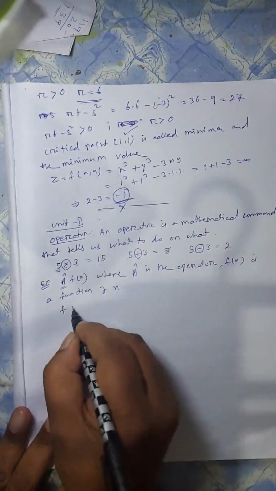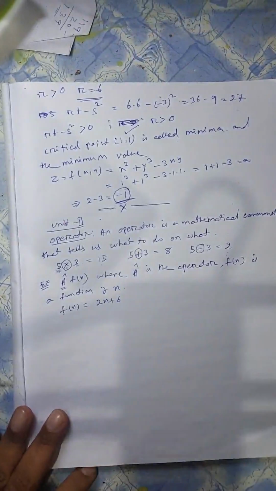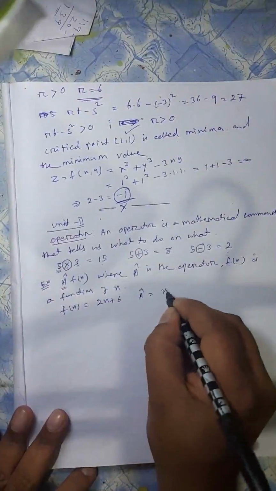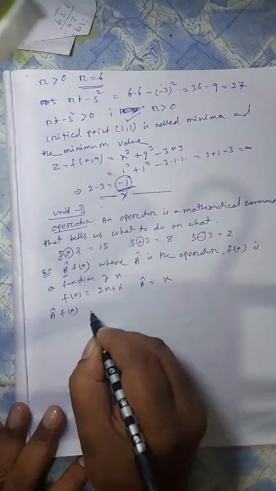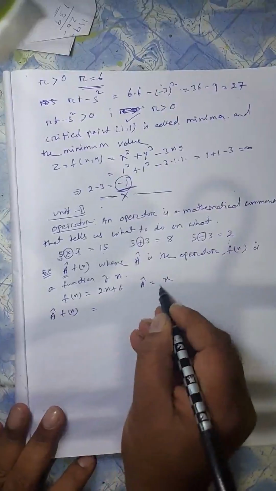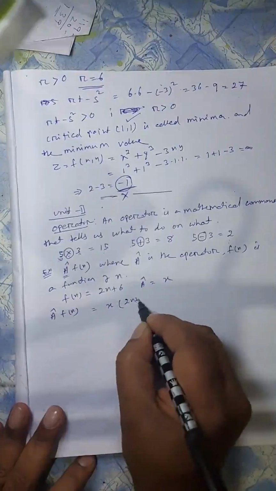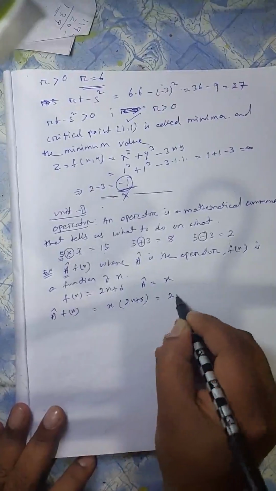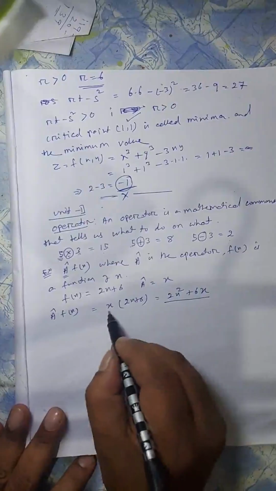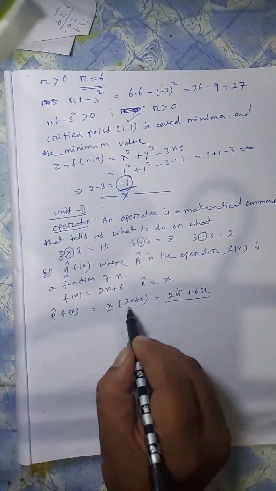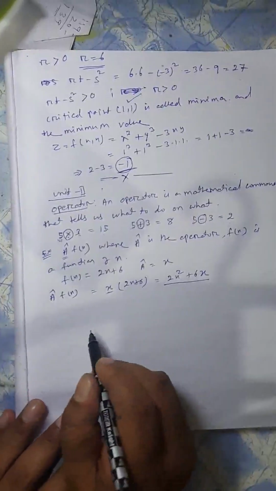Suppose f(x) is equal to 2x plus 6, and the operator A cap is x. Then what is the function A cap of f(x)? Instead of A cap I write x, and instead of f(x) I write 2x plus 6. Then you multiply, and we get 2x square plus 6x. This is my answer. The operator tells us that we have to multiply this x with this function. We get this. This is how the operator tells us.